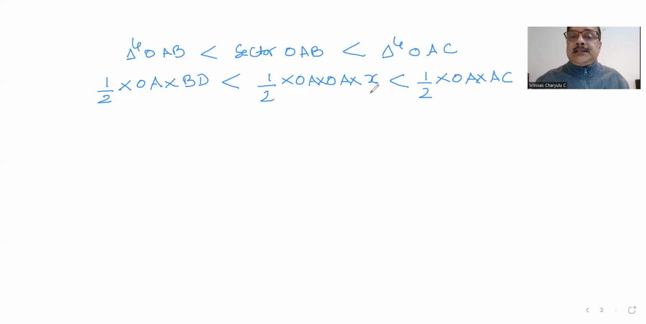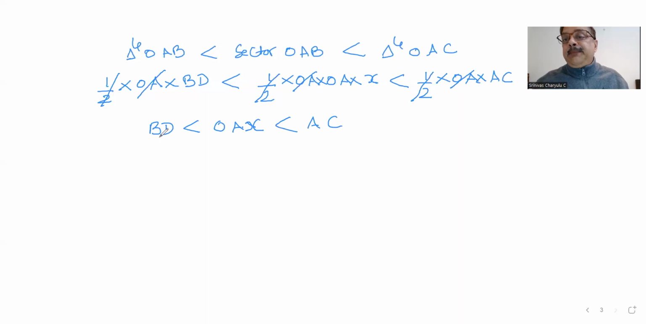Now, in all these three, what is common? Half is common. Score it off. What is again common? OA is common. Score this. So you are left with only now BD is less than OA into X less than AC.